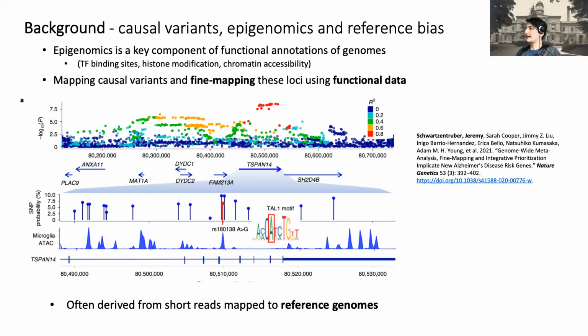So for example, here I have an Alzheimer's genome-wide association study. In this study, they identified a cluster of SNPs that are together associated with the trait because of linkage disequilibrium. And the main task is to prioritize these SNPs and identify the one that is likely the causal variant.